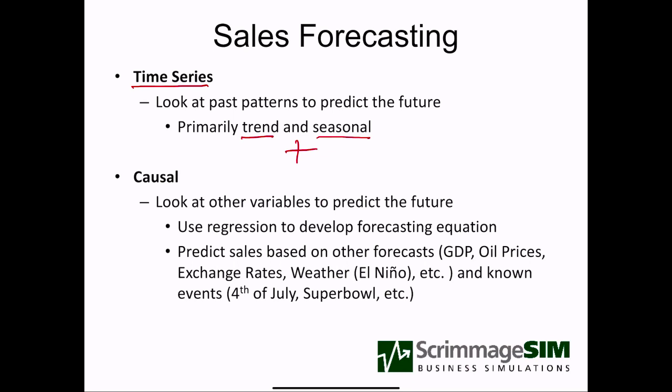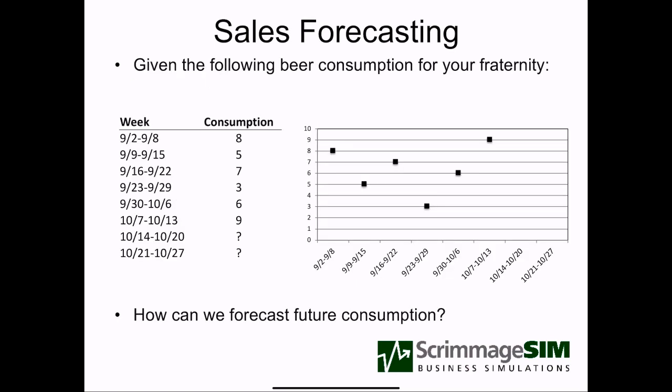The other type of forecasting model is called causal. What we're going to do is look at other variables to predict the future, right? Causal models can start with a time series model. We can look at time as one of the factors. Regression is usually the tool that's used to develop causal models. And we'd look at other factors like GDP, oil prices, exchange rates, anything that we think may impact our sales. Marketing campaigns may be something that would affect our sales.